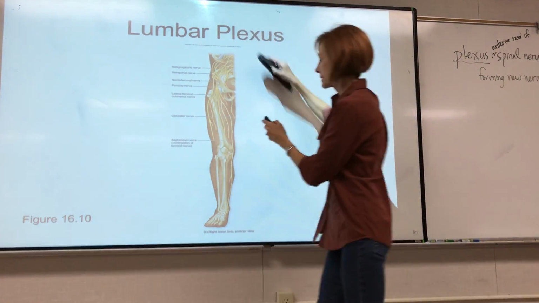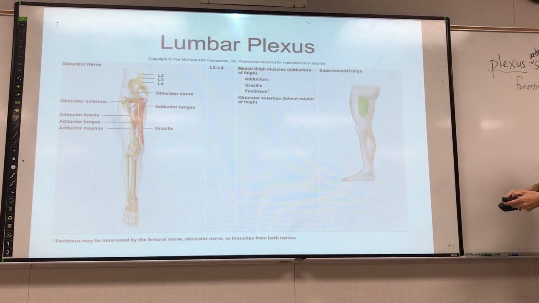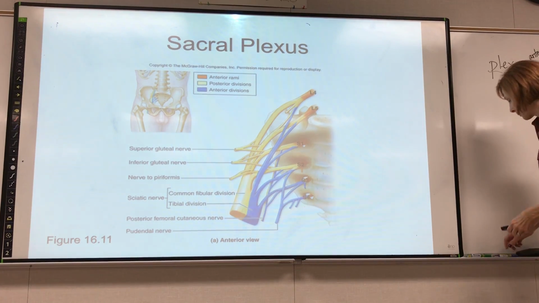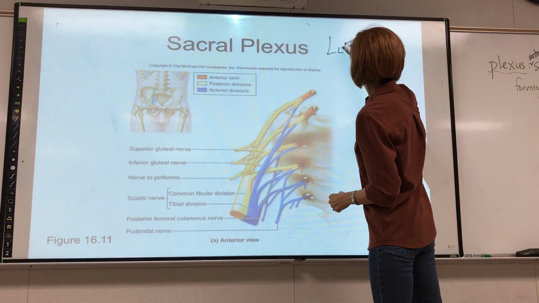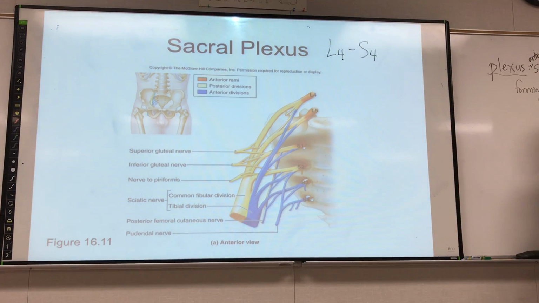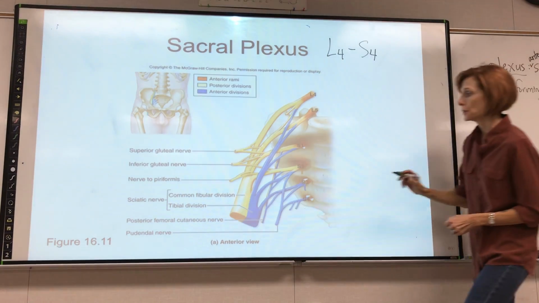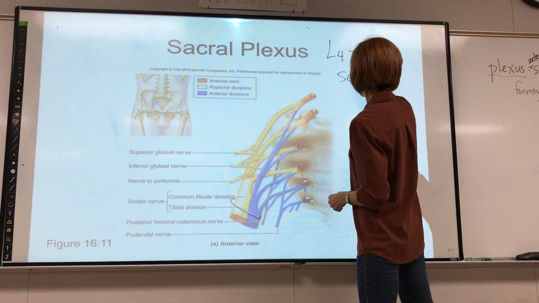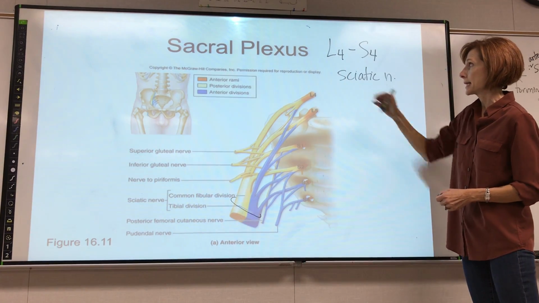Okay, and then the last plexus is the sacral. Okay, so the sacral plexus is formed from spinal nerves L4 through S4. And there is one nerve that comes out of this that I would like you to know, and that is this really big one. This is the largest nerve in the body. It is called the sciatic nerve. Okay, the C is silent, sciatic.